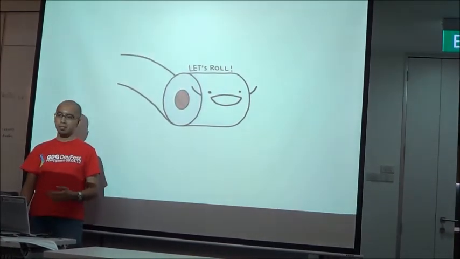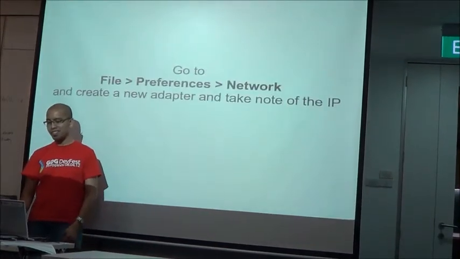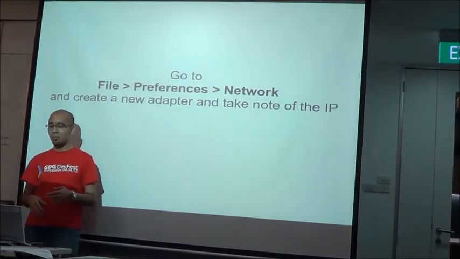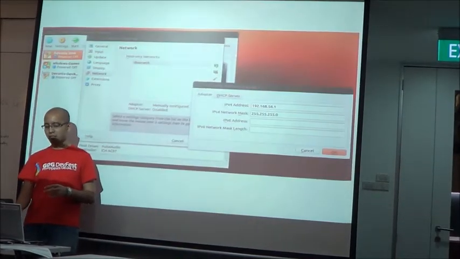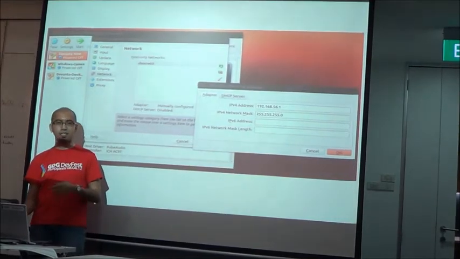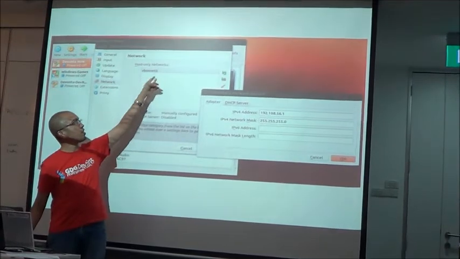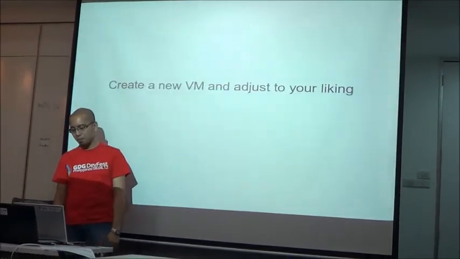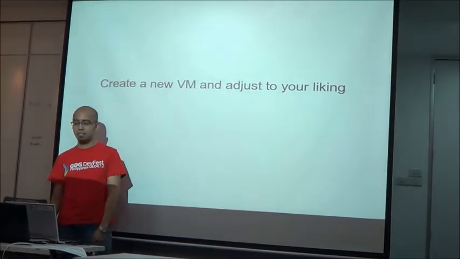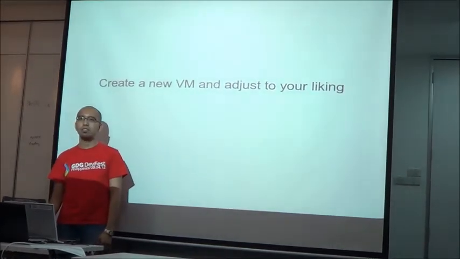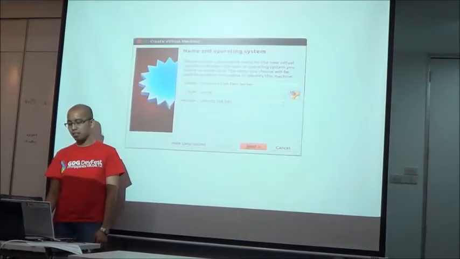So let's roll. Fire up VirtualBox, right? Very simple. Let's go to File, Preferences, Network, and create a new adapter and take note of the IP. So it's practically that one. You gotta take note of that IP address, and then the name over here. And then create a new virtual machine and adjust it to your liking. I typically just go with the default if it's just my playing dev environment.